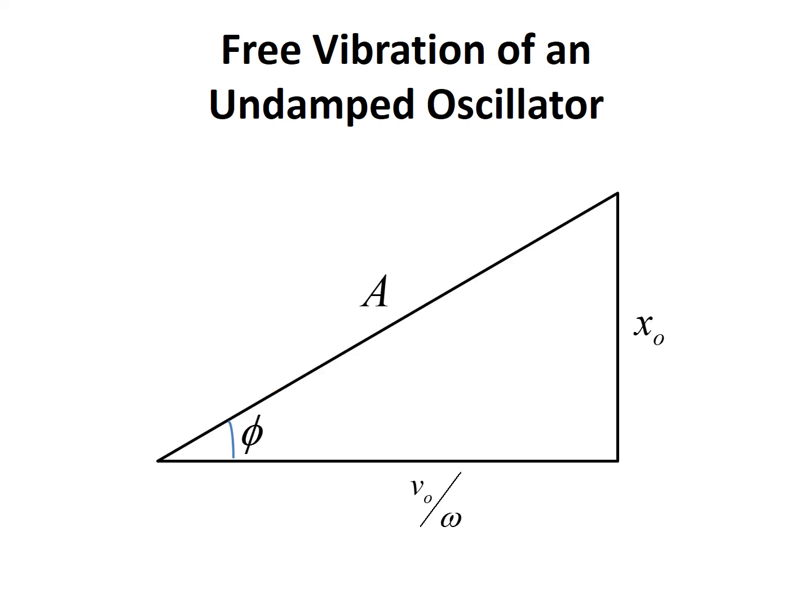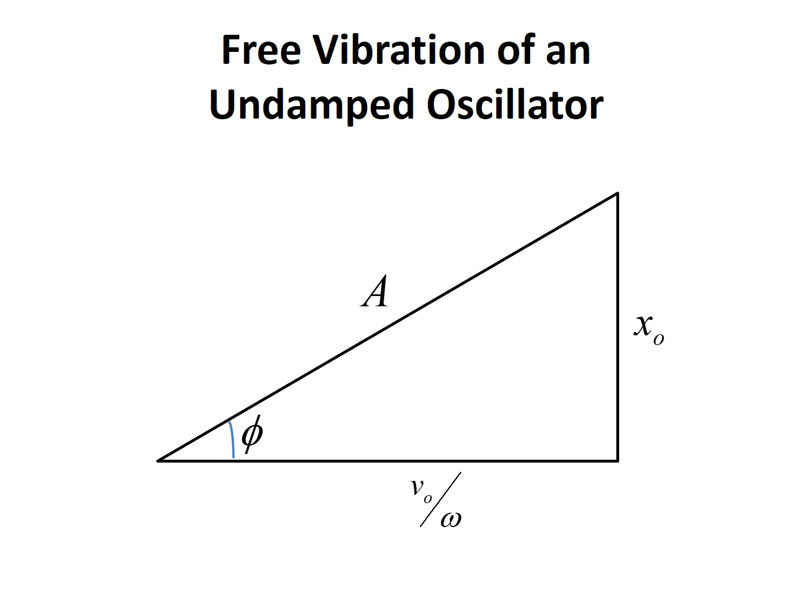If we do that, we result in this expression where we write a right triangle with an angle phi. We note that the sine of phi is equal to x0 over A, and the cosine of phi is equal to v0 over omega, also over A. And so what we can realize from this graphical representation is that the amplitude A is simply the hypotenuse of this right triangle.